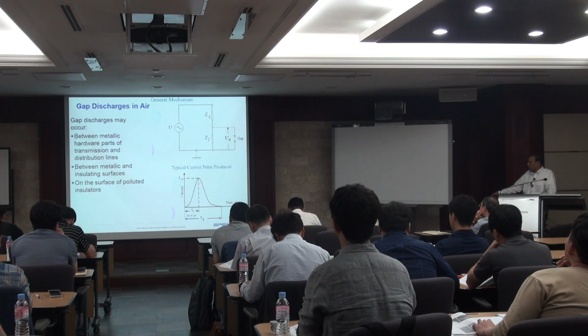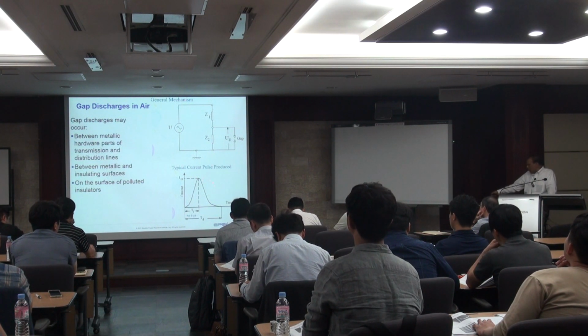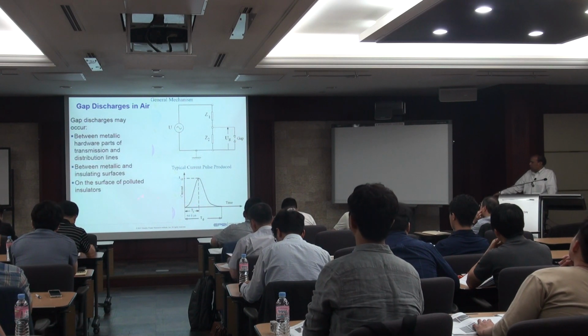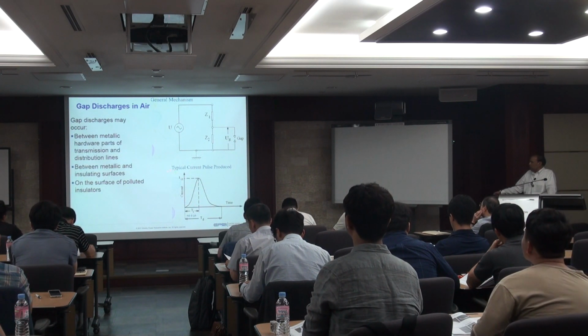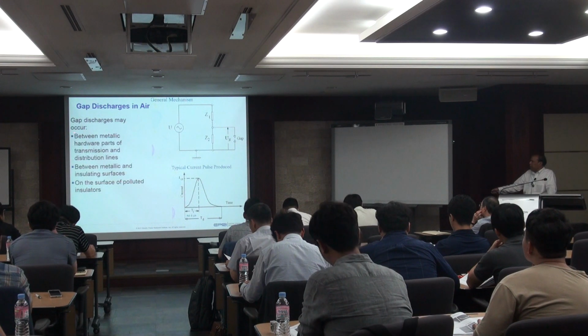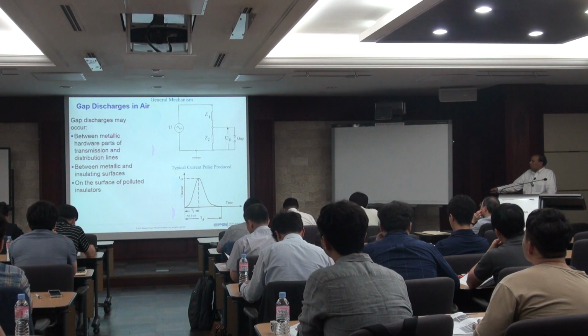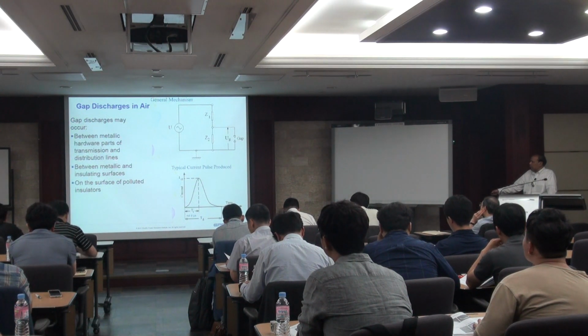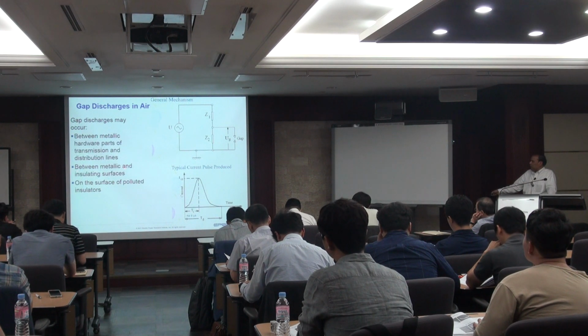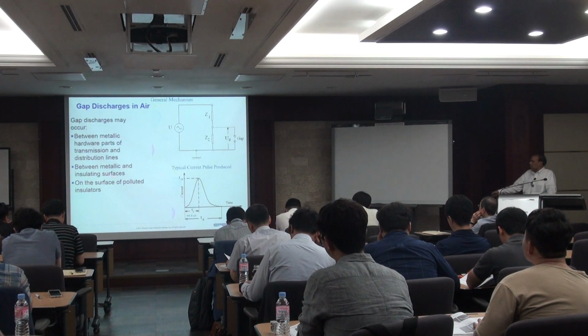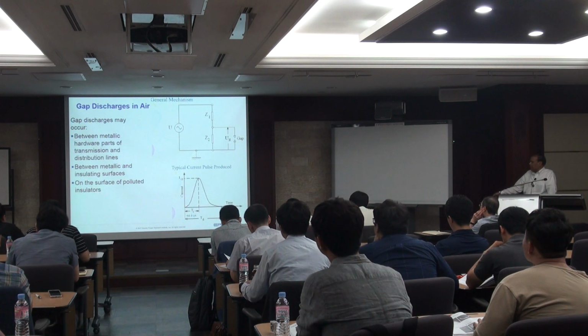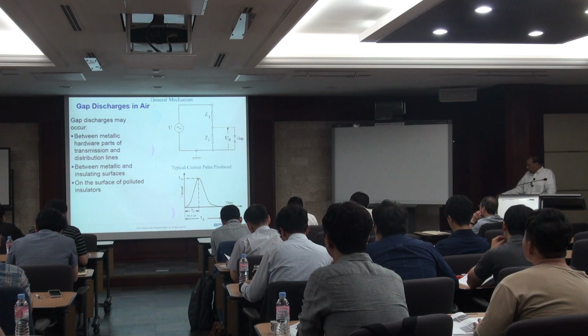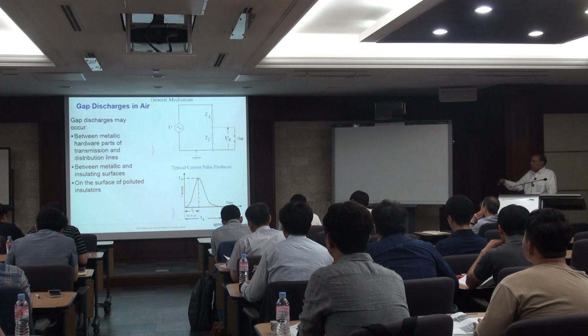And I have some numbers for the rise time and fall time and all that later in the slides, for your information. I'm going to go through them very quickly. Generally, gap discharges happen between metallic hardware parts of transmission and distribution lines, and between metallic and insulating surfaces. And on the surface of polluted insulators you can also have gap discharge. Whereas corona generally happens around the conductors.